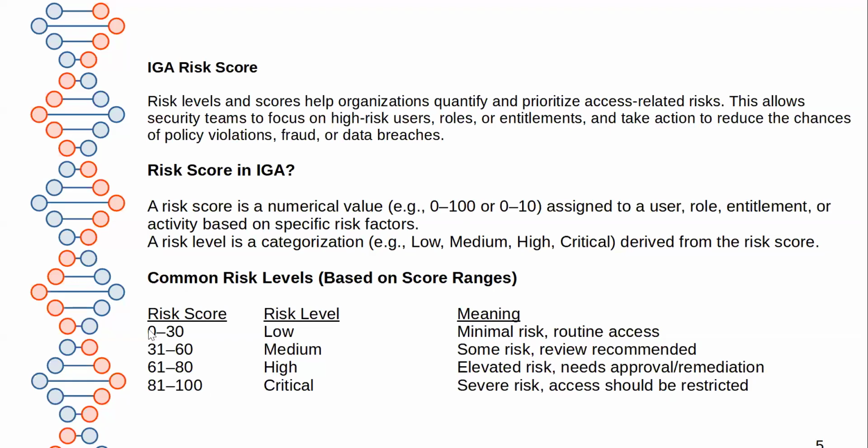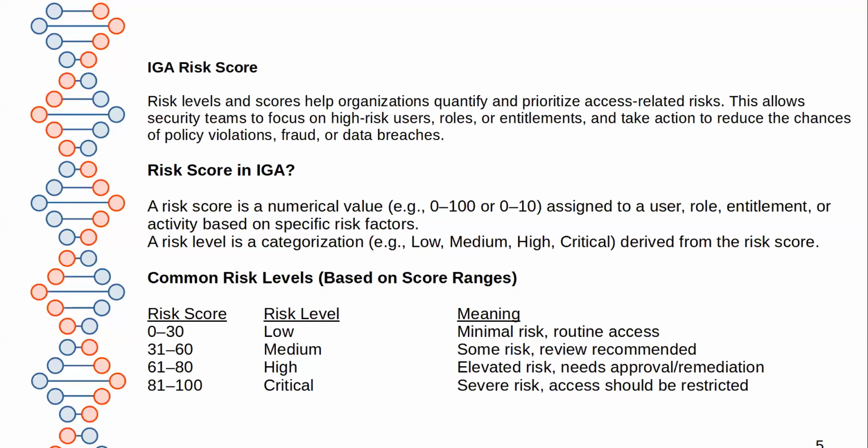Don't go by this figure that Ashish has given as the 100% right figure. This varies from organization to organization and industry to industry. But this is what I feel is the right value, that is why I'm showing it. A risk score below 30, you can say, is a low risk level. It could be minimal risk or routine access related problems.